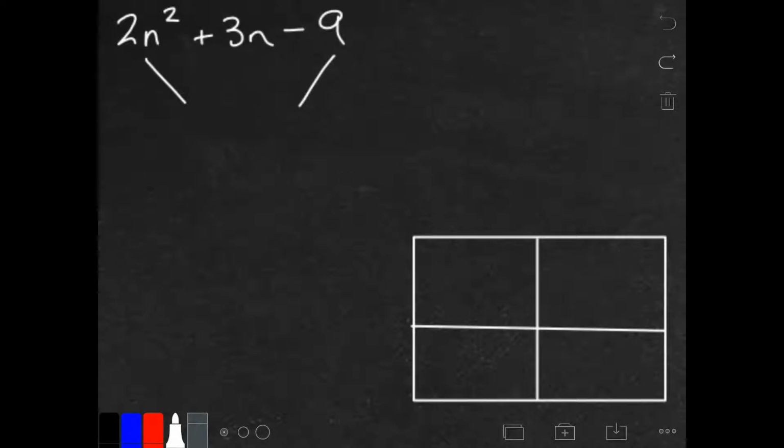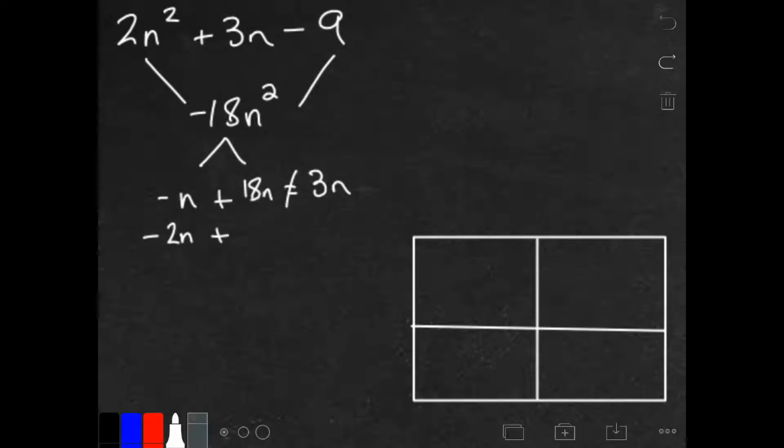Let's multiply AC. Negative 18n squared. And again, pay attention to those signs. Factors of negative 18 with a sum of 3. So I need the bigger factor to be the positive here. The smaller will be the negative. Well, how about negative n plus 18n? Nope. Negative 2n plus 9n does not equal 3n. How about negative 3n plus 6n? Yeah, that's going to work.